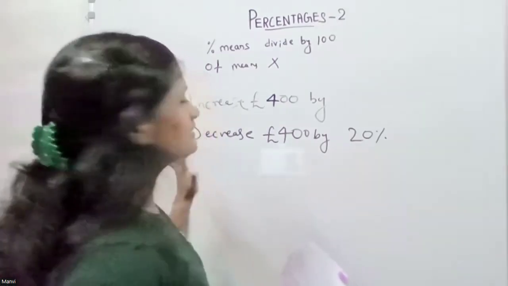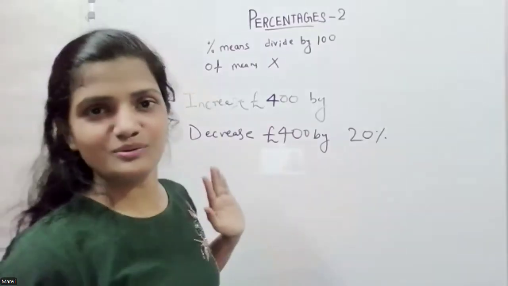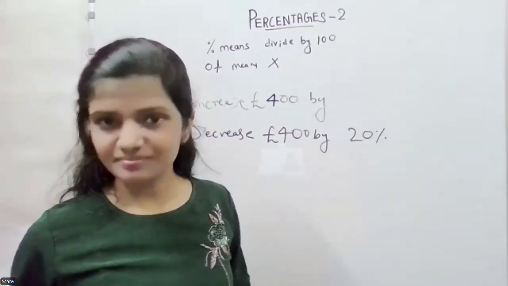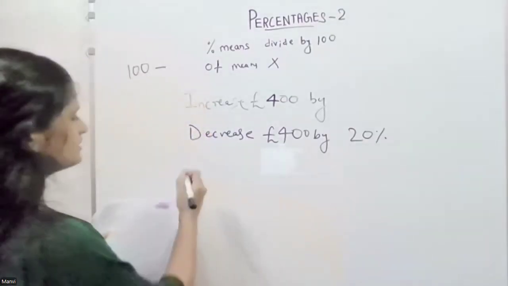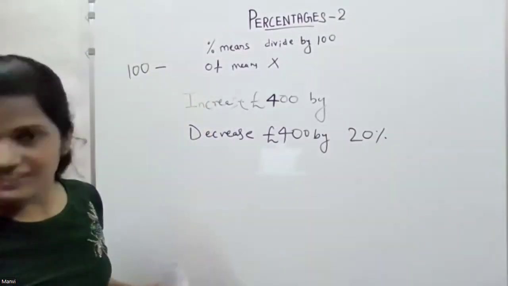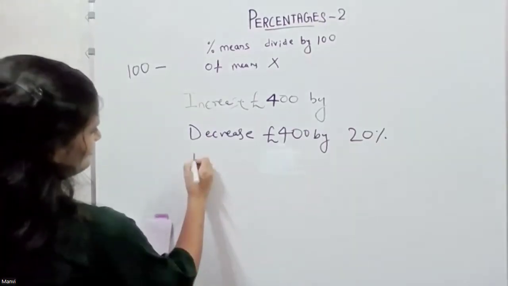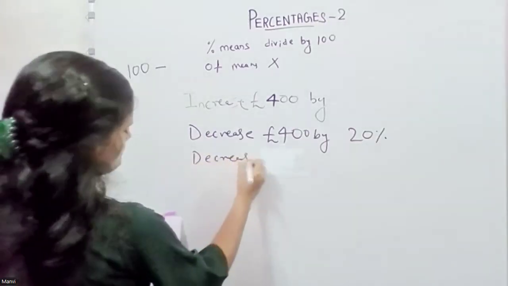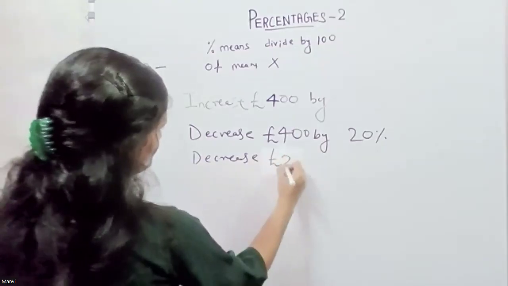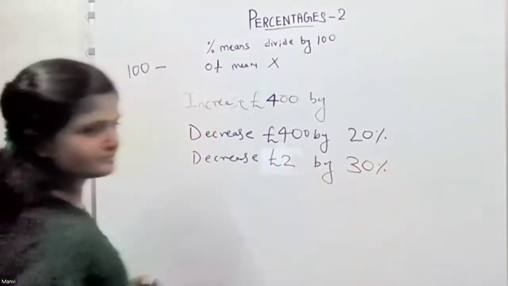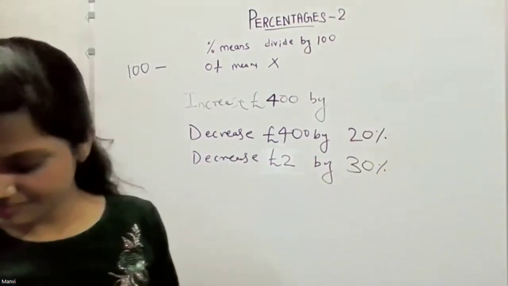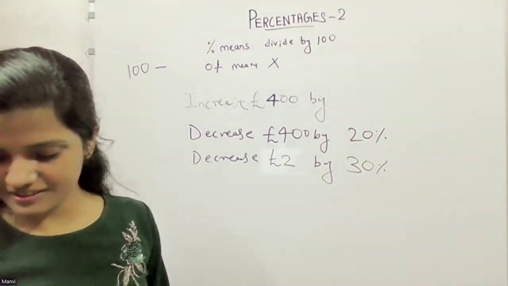So now you're okay with increasing and decreasing amount. Yeah, can I do one more question for decrease? Okay. We haven't done those difficult ones that I gave you earlier, which is decrease £2 by 30%. I'll try. Yes, please.